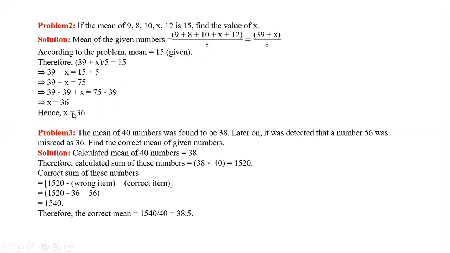If I solve this, I'll get x equal to 36. So if x equals 36, then the mean of these 5 individuals is 15. Now we'll move to the next problem.